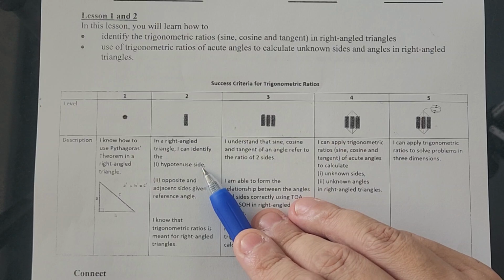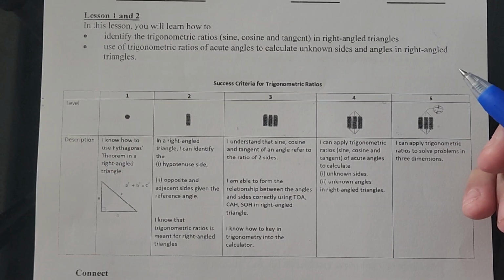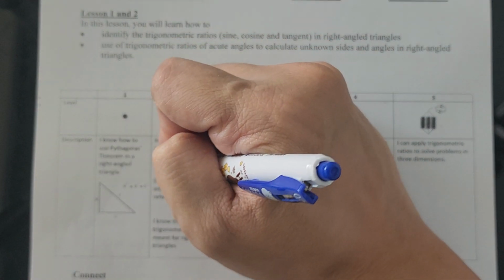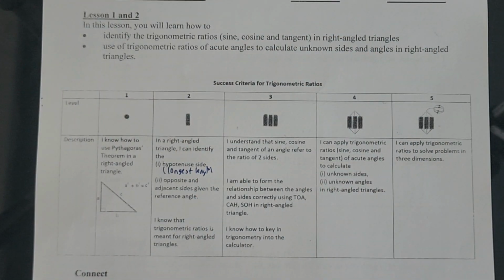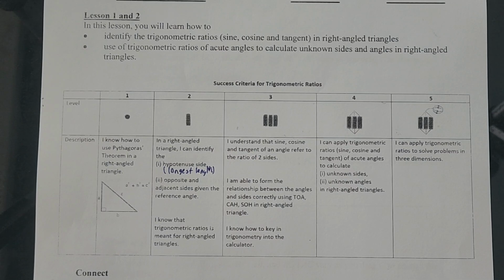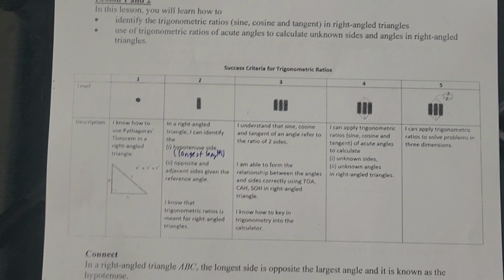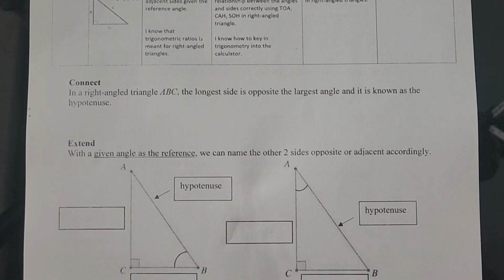It only exists in a right angle triangle, and the hypotenuse is basically the longest side of the triangle. So this is the longest length. This is basically what we've learned in the previous chapter. I should have the notes with you now.